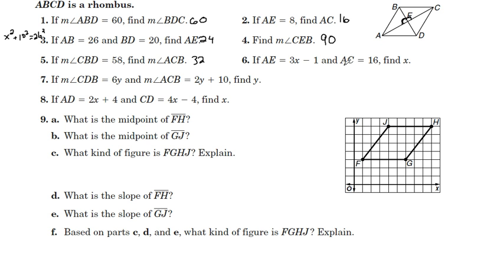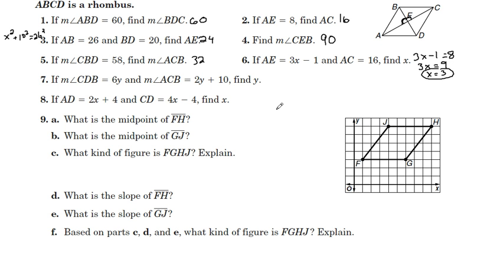If AE is 3x minus 1 and AC is 16, find x. The diagonals bisect each other, so we're going to be setting 3x minus 1 equal to half of the whole distance, 8. Add 1 to both sides. Divide by 3, x is 3.